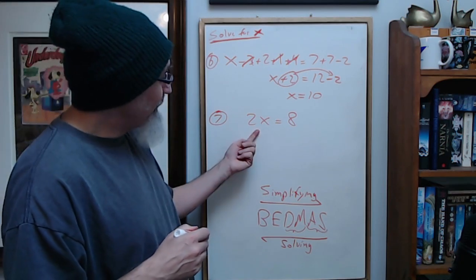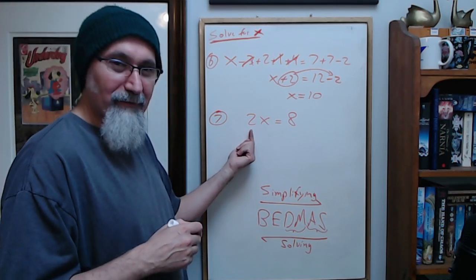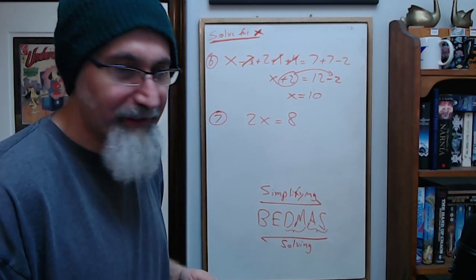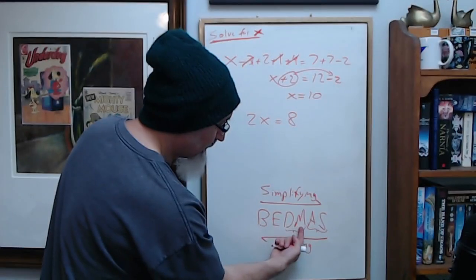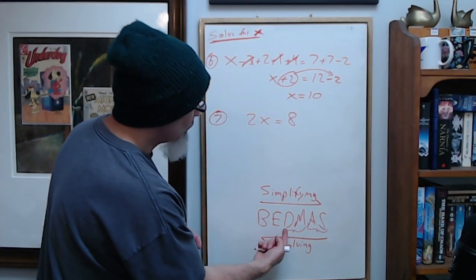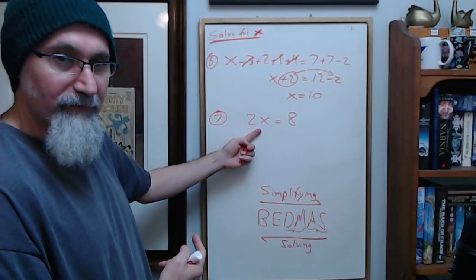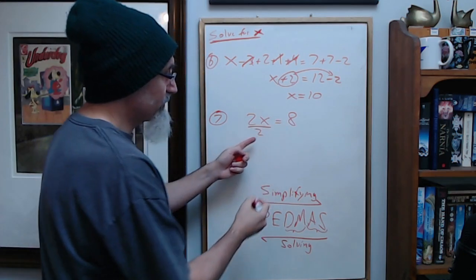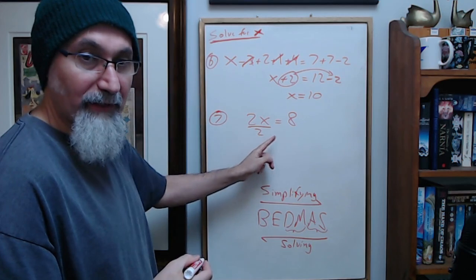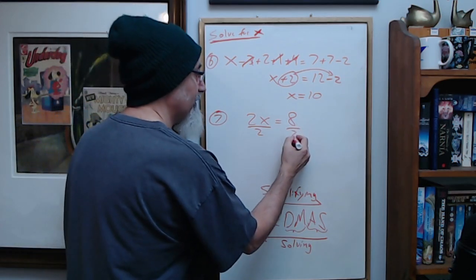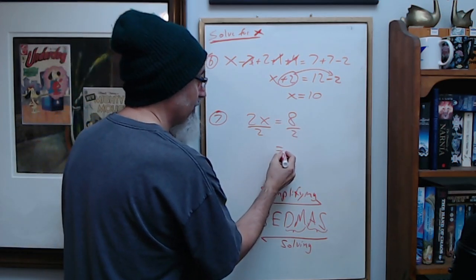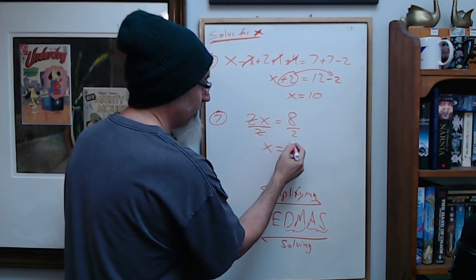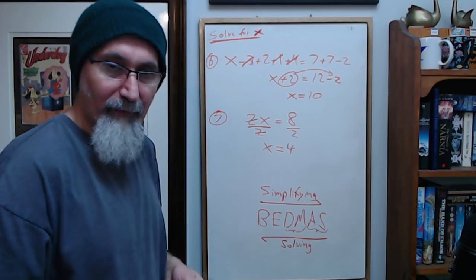So over here, this is multiplication, right? 2 times x is equal to 8. What's the opposite of multiplication? Division. So to get x by itself, divide this side by 2. And the equal sign says if you do something on one side, you've got to do it to the other side. Line up your equal sign. 2 kills 2, you've got x on this side. 8 divided by 2 is 4, right?